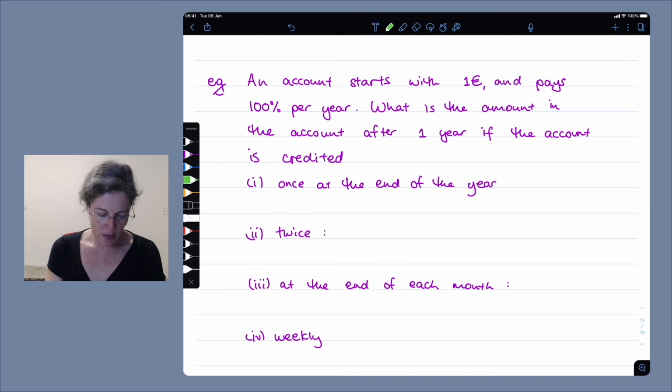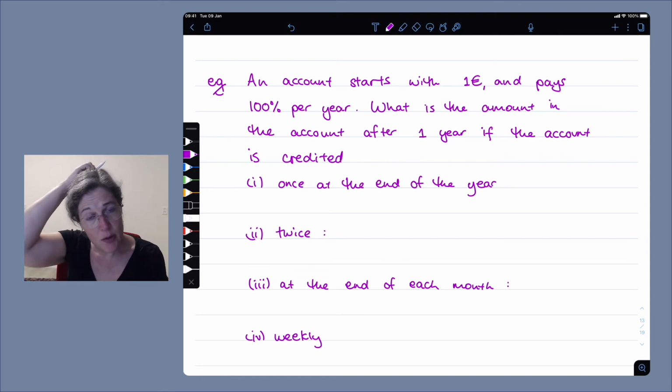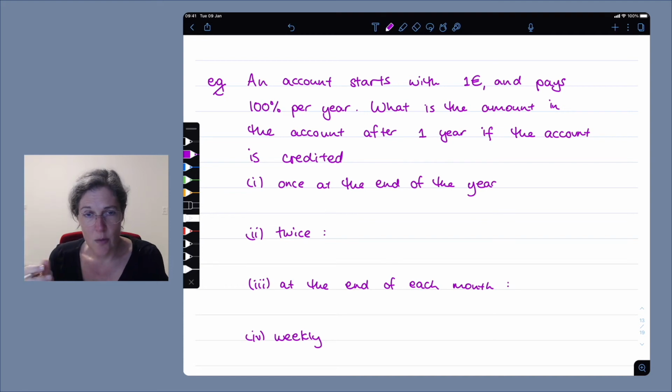So let's take a straightforward example. So we're imagining that we've got €1, and we're going to put it in a bank account, and it's a wonderful bank account. It pays 100% interest per year. So it's got an annual interest rate of 100%. And what we want to know is what is the amount in the account and how does it vary depending on how often we compound the interest.